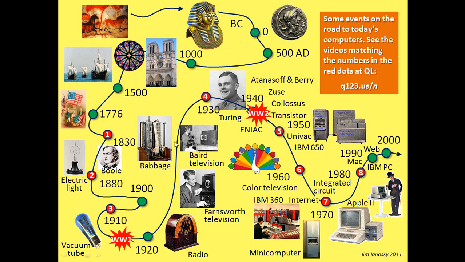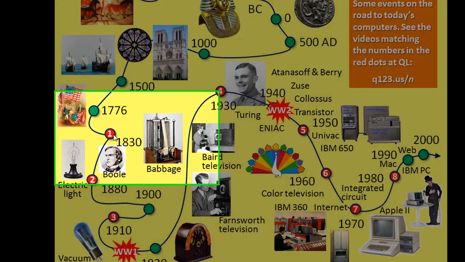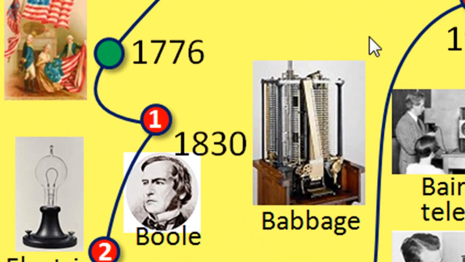Notice that there are some time points here in red with numbers in them. Those numbers correspond to videos that I've located or created for you talking about things that might have happened in the vicinity of that particular dot. For example, here we have something in the vicinity of 1830.